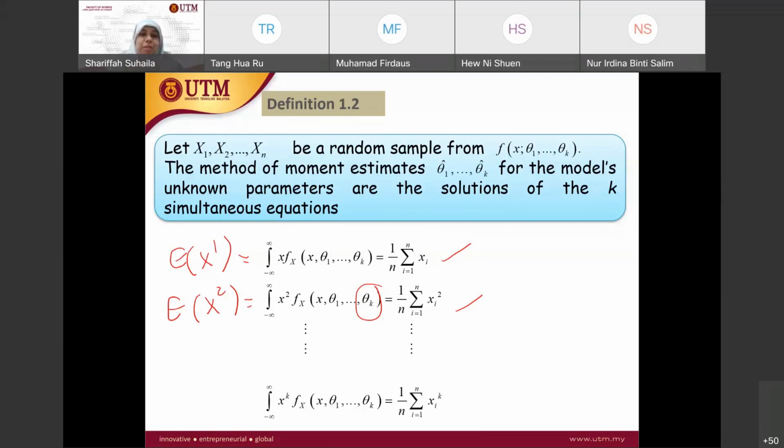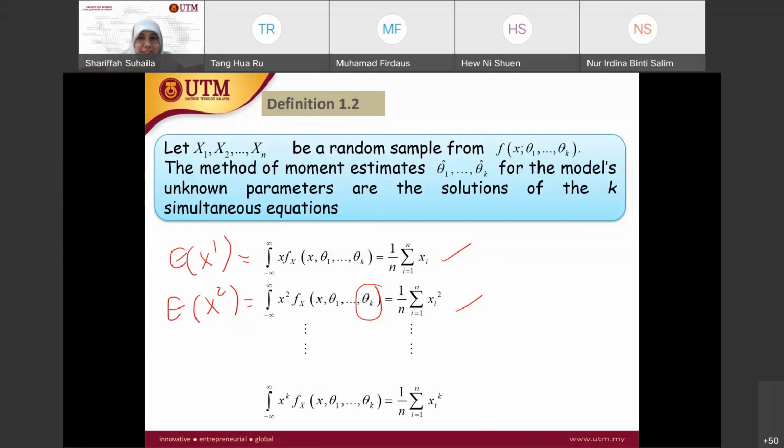So k tu mewakili number of parameter. Kalau kita ada k equals to 3, so that means E(X to the power 1), E(X to the power 2), E(X to the power 3). Itu kalau 3 parameter. So itu formula for method of moment.